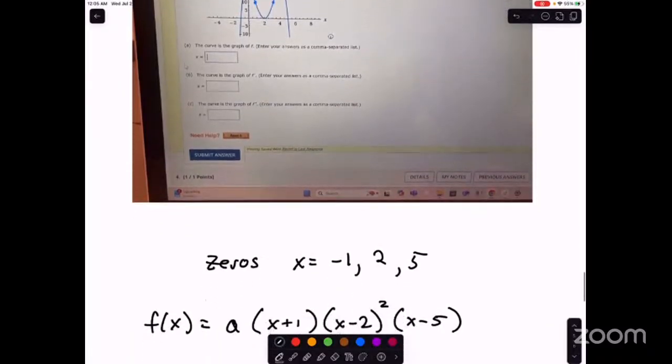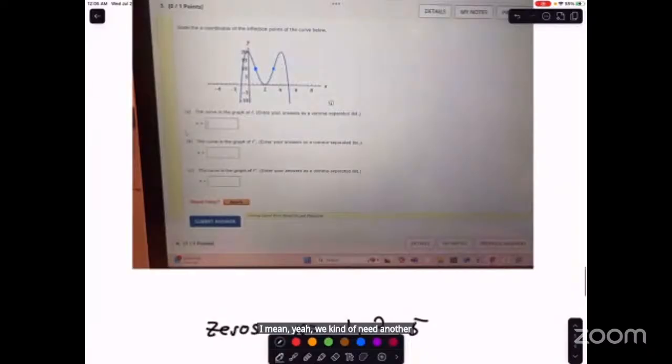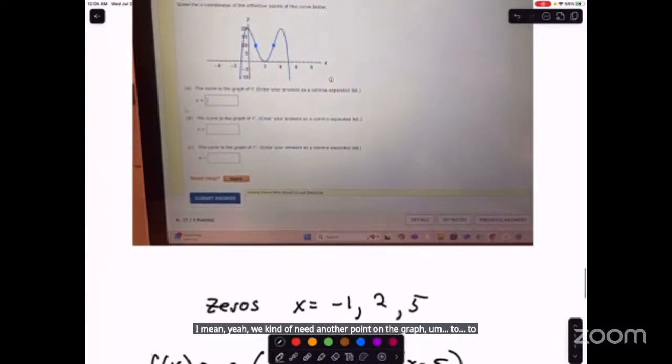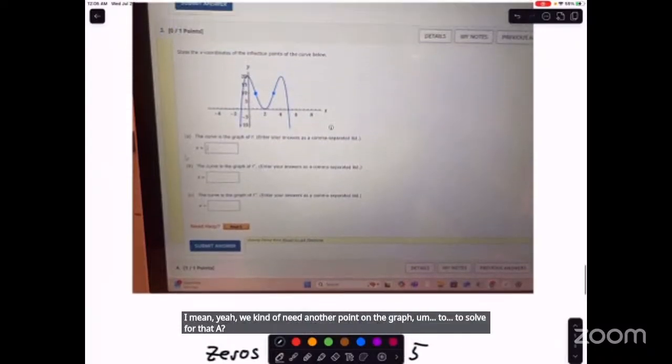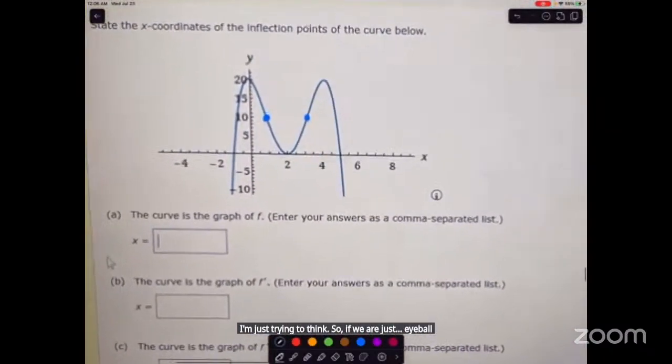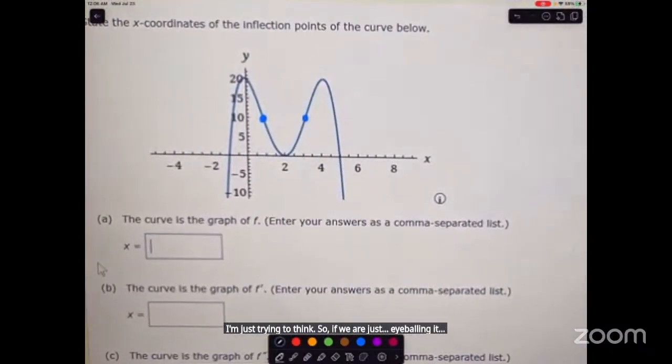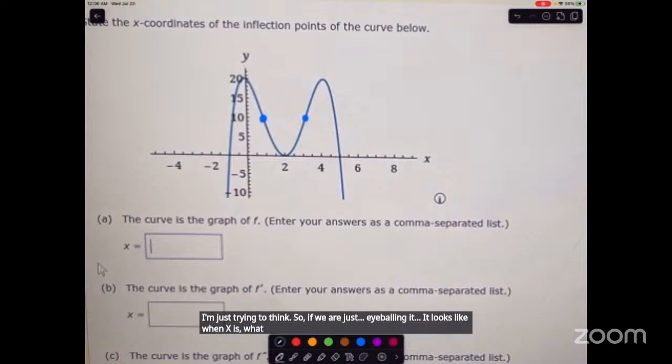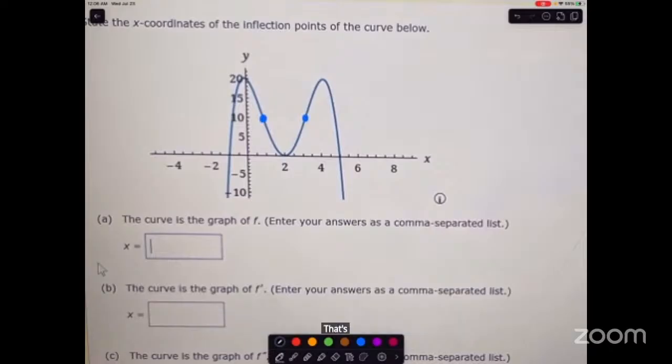I mean, yeah, we kind of need another point on the graph to solve for that a. But if we're eyeballing it, it's not going to be exact. I'm just trying to think. If we are just eyeballing it, it looks like when x is 1 and 3. That's just eyeballing it. I don't want to guess.